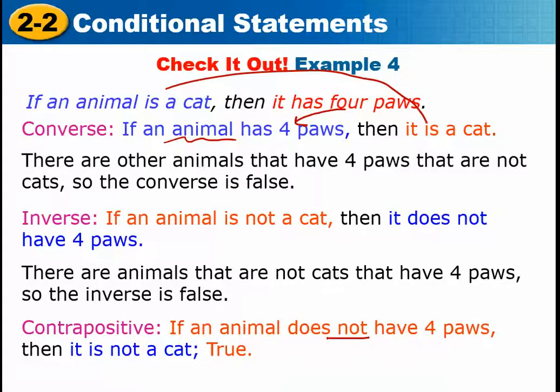So we took the converse basically and put the not in both of them. So if an animal does not have 4 paws, then it is not a cat. That's true, because cats do have 4 paws. So the true statements were the conditional and the contrapositive. They were both true. The false statements were the converse and the inverse.